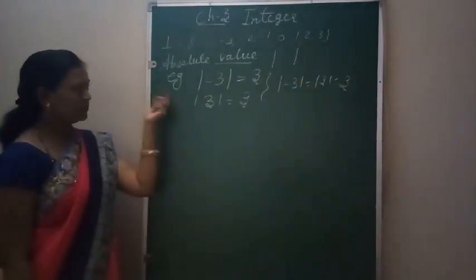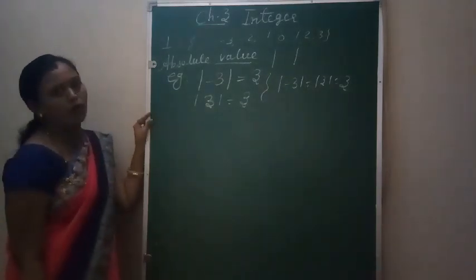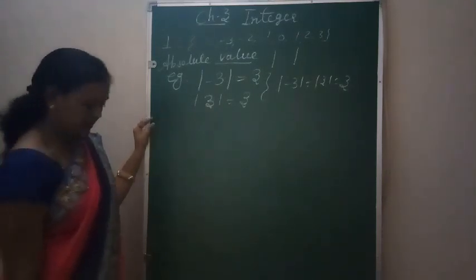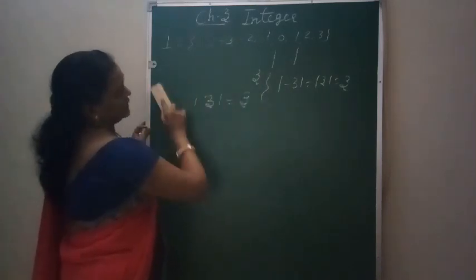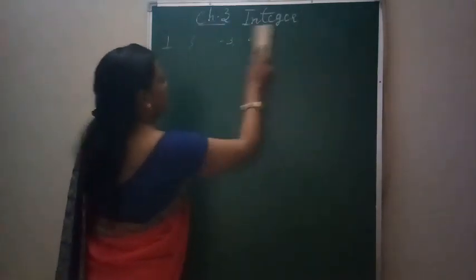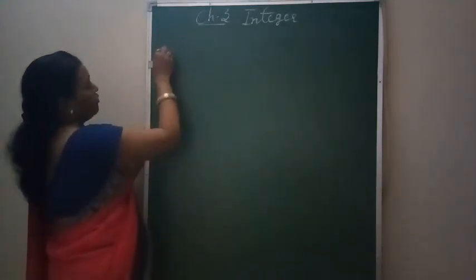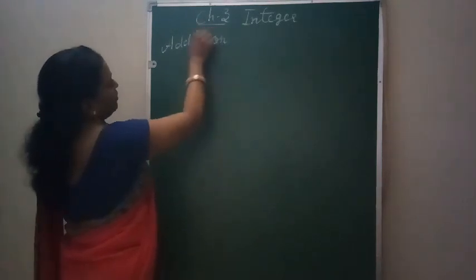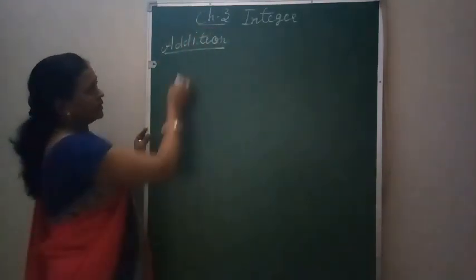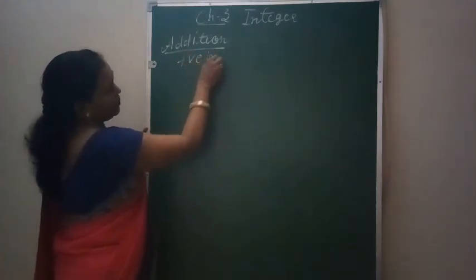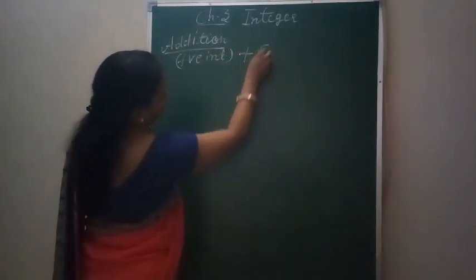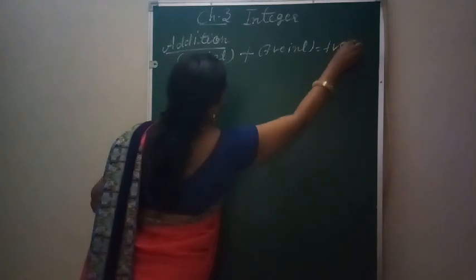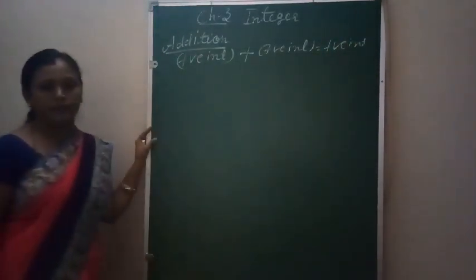Now we will discuss addition, subtraction, multiplication and division of integers. Some rules are the same as for whole numbers and natural numbers. When we add two positive integers, the addition of two positive integers is a positive integer.